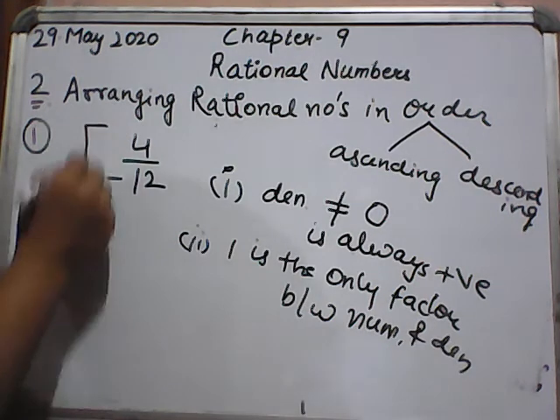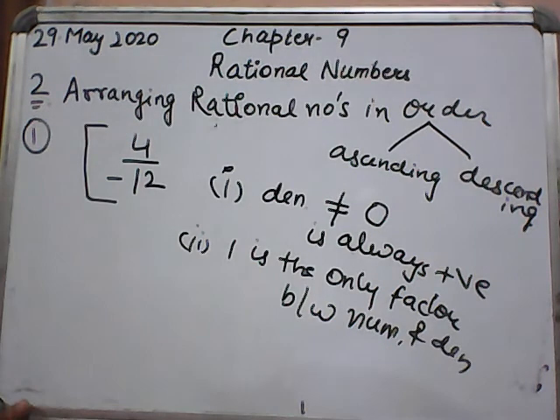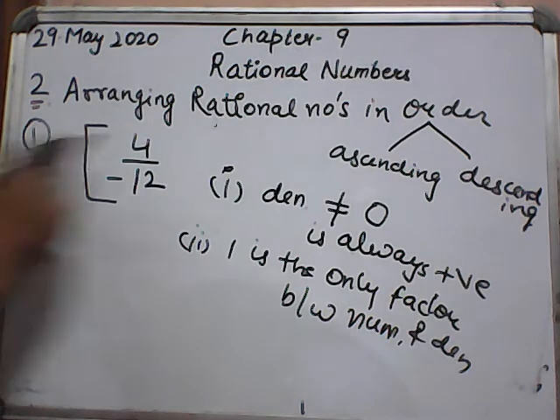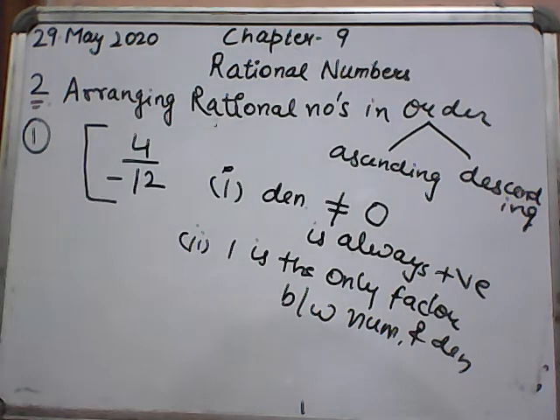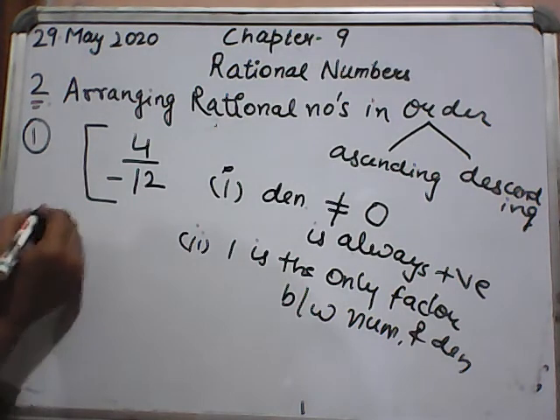But here 4 and 12 have a common factor other than 1, which is 4. So we have to convert this rational number into standard form. In this way, when you arrange rational numbers in ascending order or descending order, firstly you have to convert the rational number into standard form. How can we convert into standard form?